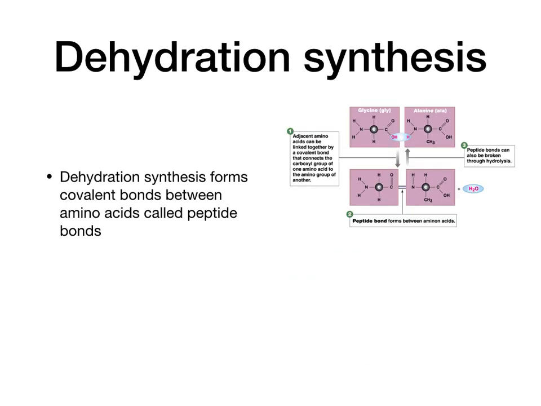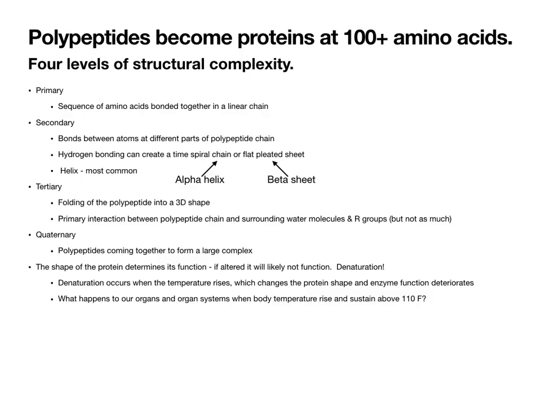So how do we form multiple amino acids into polypeptides? We do this through dehydration synthesis. It forms covalent bonds between the amino acids, which are called peptide bonds. So peptide bonds are just another fancy way of saying a covalent bond for a protein. And to your right side there is an example of that reaction. So the polypeptides become proteins at 100 plus amino acids.